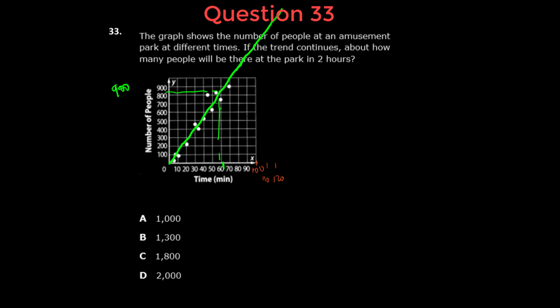Number of people. So for 120 minutes in 2 hours, this will be twice of this value, and so I will put my answer as C. The numbers are proportional because this is a proportional relationship, and the graph looks like it's passing through the origin.